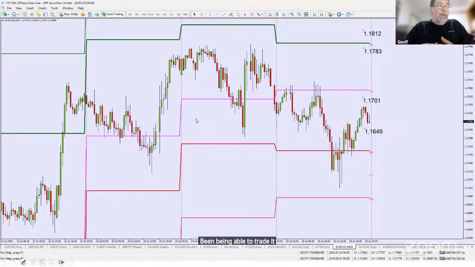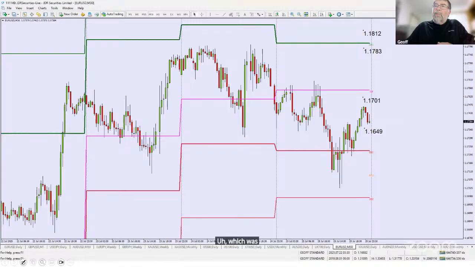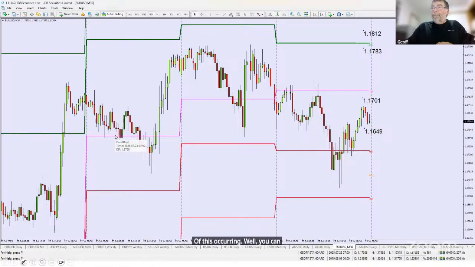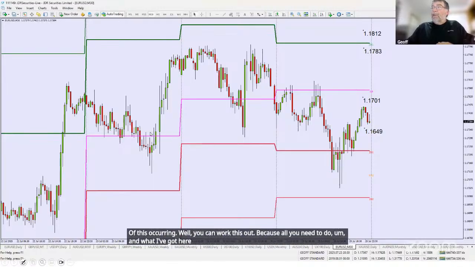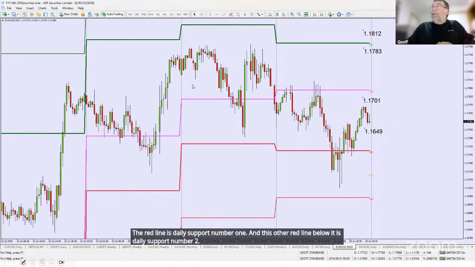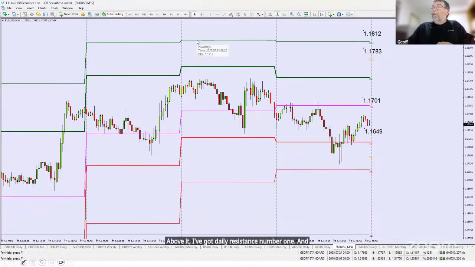Now, I trade this on a 30-minute chart, and going back to one of the questions before, which was how do we predict the likelihood, from Zai? What's the likelihood of this occurring? Well, you can work this out. What I've got here is the daily pivot as the purple line. The red line is daily support number one, and this other red line below it is daily support number two. Above it, I've got daily resistance number one, and daily resistance number two.